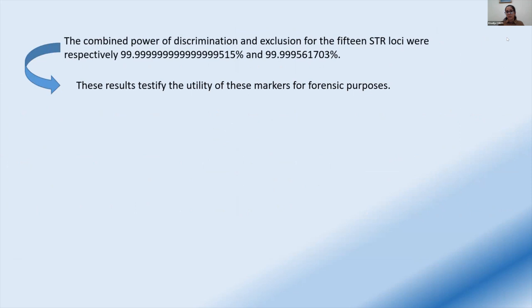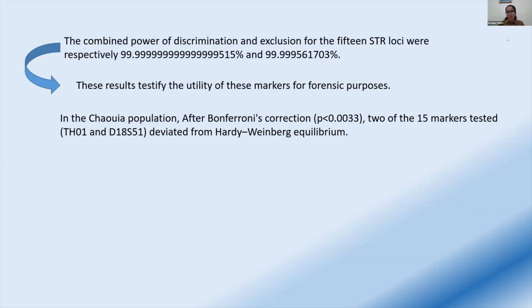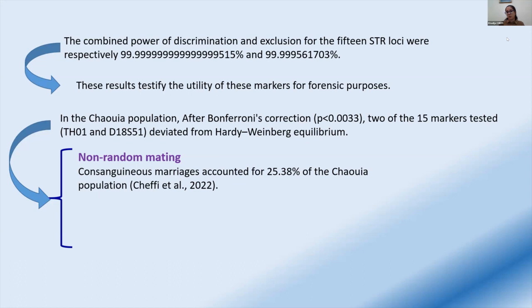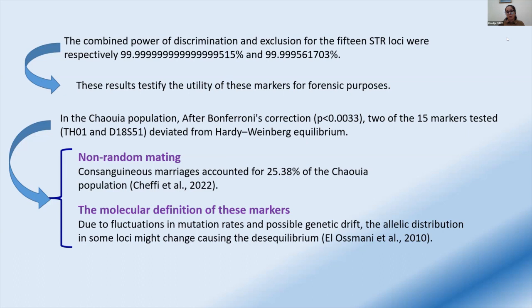In the Sharia population, after Bonferroni correction, two of the 15 markers deviated from Hardy-Weinberg equilibrium, which could be attributed to two different reasons. First, non-random mating. It has been reported that consanguineous marriage accounted for 25.38% of marriages in the Sharia population. Also, the molecular definition of these markers could be a problem too. Due to fluctuation in mutation rates and possible genetic drift, the allelic distribution in some loci might change, causing the disequilibrium.